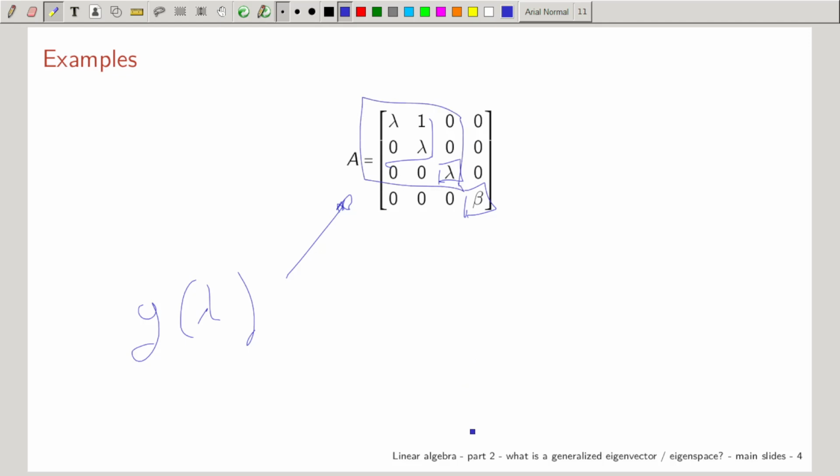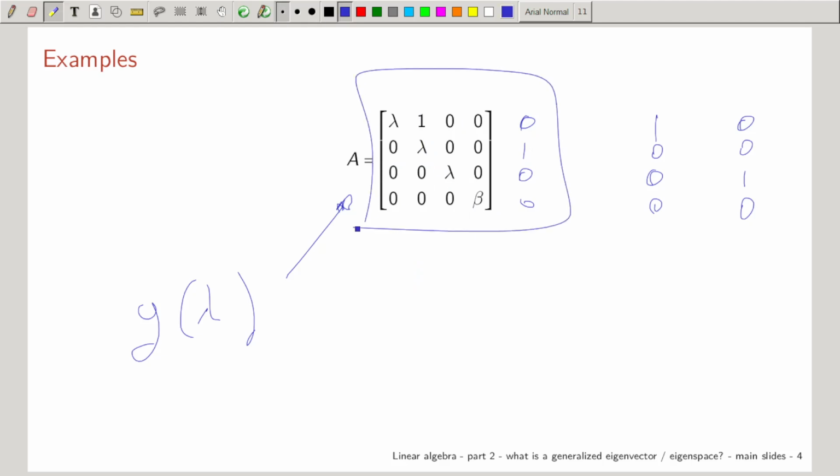How many lambdas do I see? 3. How many blocks do I see? 2. This block here will associate the eigenvalue and eigenvector this. This block here will associate to the eigenvector this. Do you see it? This 0, 1, 0, 0 goes hitting this column. You see that I'm hitting this column.